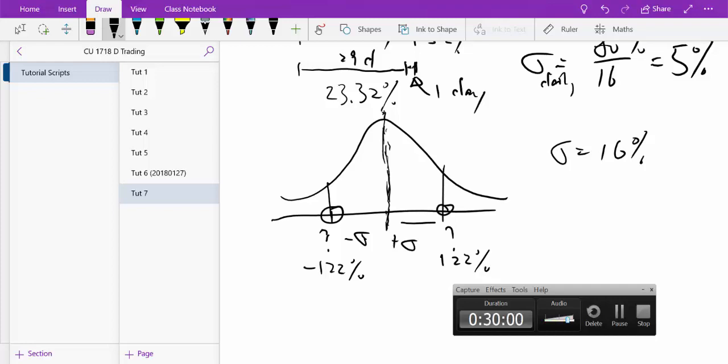Huh? Why is it bigger than 100%? Well, that's what I'm asking you. Who wants to attempt to answer? Very good. Did you hear that? That's what I call a creative thinker.